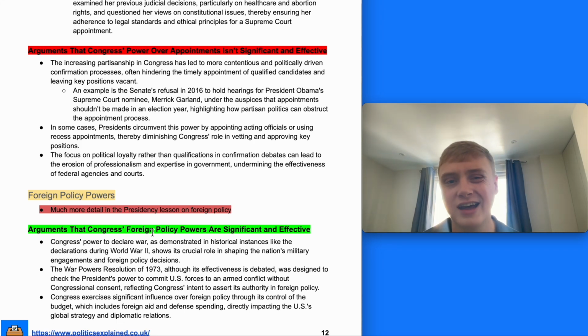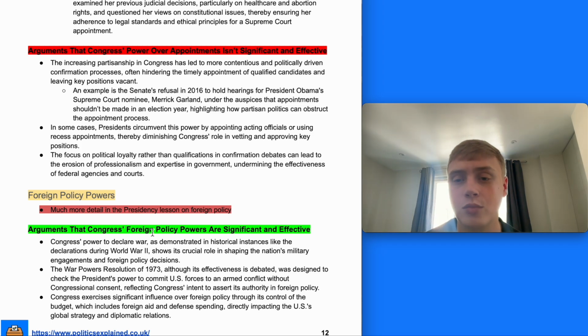In terms of arguments that Congress's power over appointments isn't significant and effective, the increasing partisanship in Congress has led to more contentious and politically driven confirmation processes, often hindering the timely appointment of qualified candidates and leaving key positions vacant. I've just talked about this a few times in the video, but the key example for this is Merrick Garland in 2016.